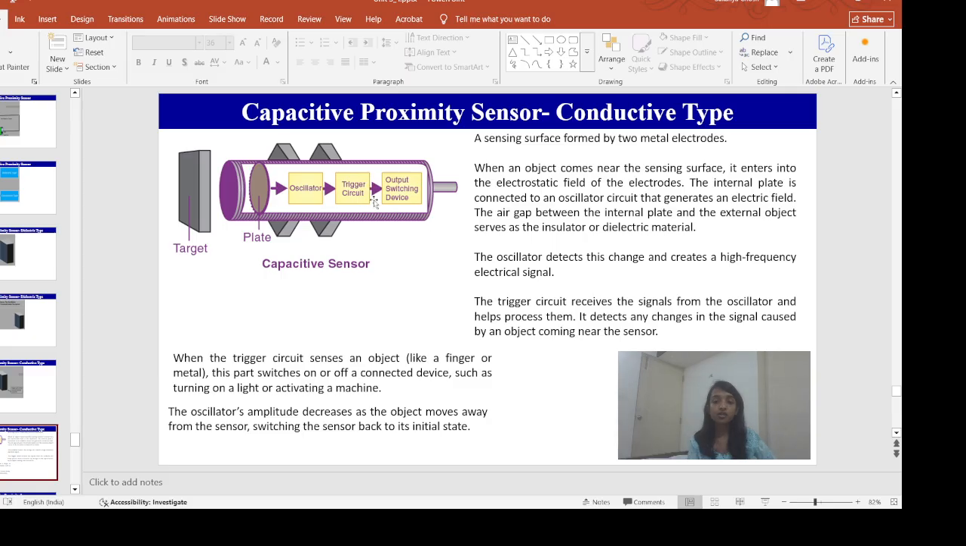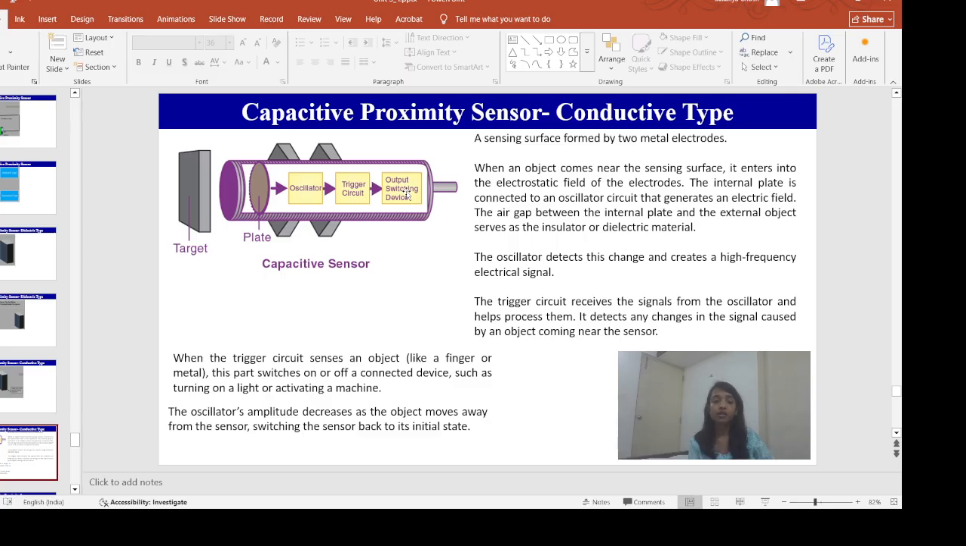So when the triggered circuit receives the signal from that oscillator circuit, it will process the signal. It will detect any changes in the signal caused by an object coming near the sensor. When the triggered circuit senses that there is an object, like I told, a conductive target, it can be a finger or metal. In this output switching device, we have a transistor acting as a switch. Depending upon the signal that the triggered circuit is receiving, this switching device will switch on or off.